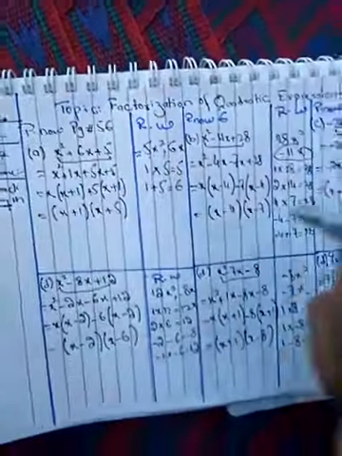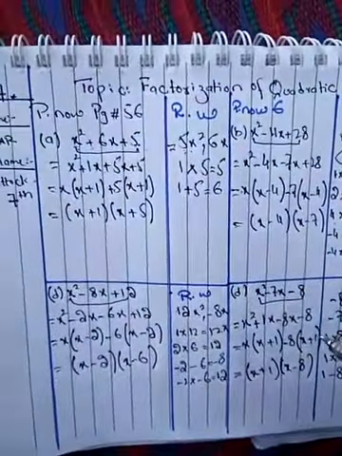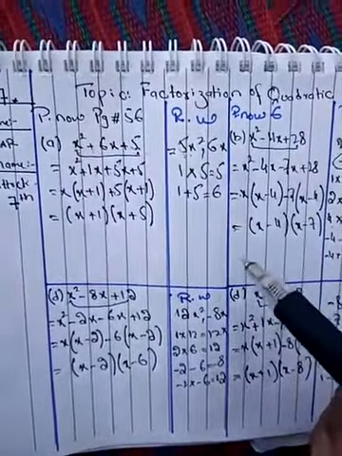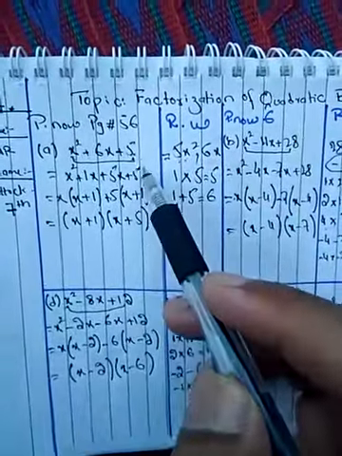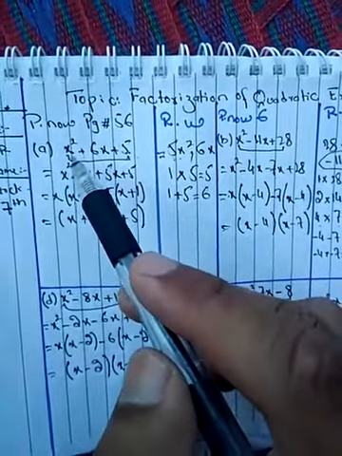Today I am going to deliver a lecture on factorization of quadratic expression. Our first quadratic expression is from Practice Now, page number 56, which is x square plus 6x plus 5. We are going to factorize this expression.